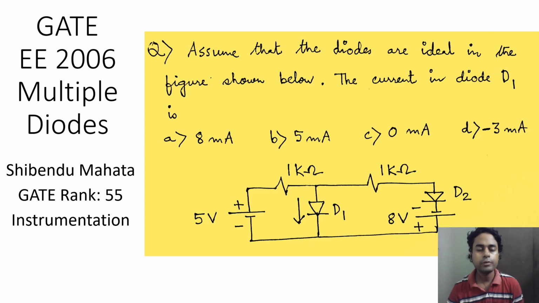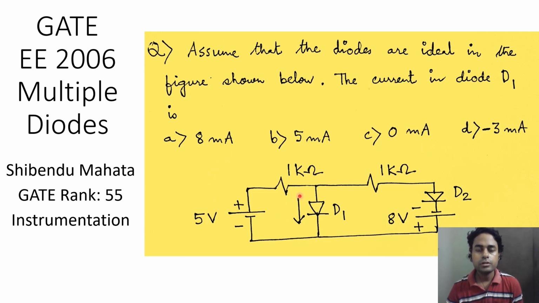This is another GATE problem on multiple diodes, and this is in continuation with what we had covered in one of our previous lectures on multiple diodes. So the problem statement is: assume that the diodes are ideal in the figure shown below. The current in diode D1 is option A, 8 milliampere; option B, 5 milliampere; option C, 0 milliampere; and option D, negative 3 milliampere.